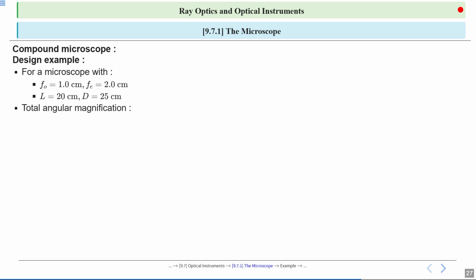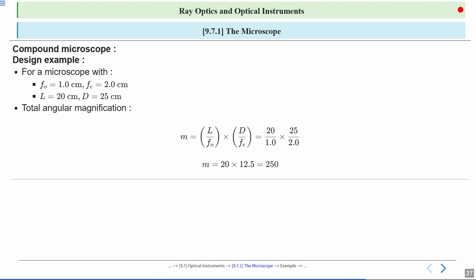Now let's calculate the total angular magnification of the microscope. This is a key concept as it tells us how much larger the microscope makes the object appear. Using the formula m equals L upon f naught multiplied by D upon fe, we substitute the values to find the magnification. This step-by-step calculation is crucial for understanding the process. The result of the calculation is m equals 250. This means the microscope magnifies the object 250 times its actual size. This is a significant magnification, allowing us to see fine details.